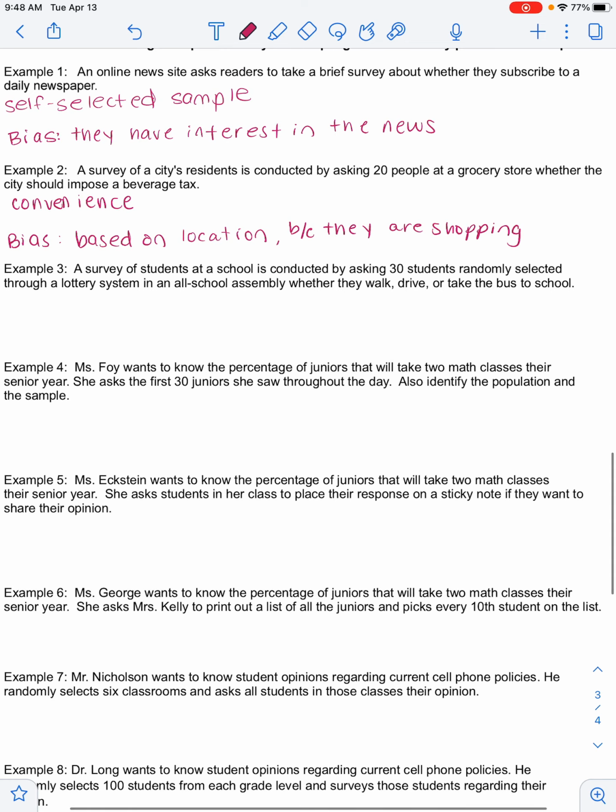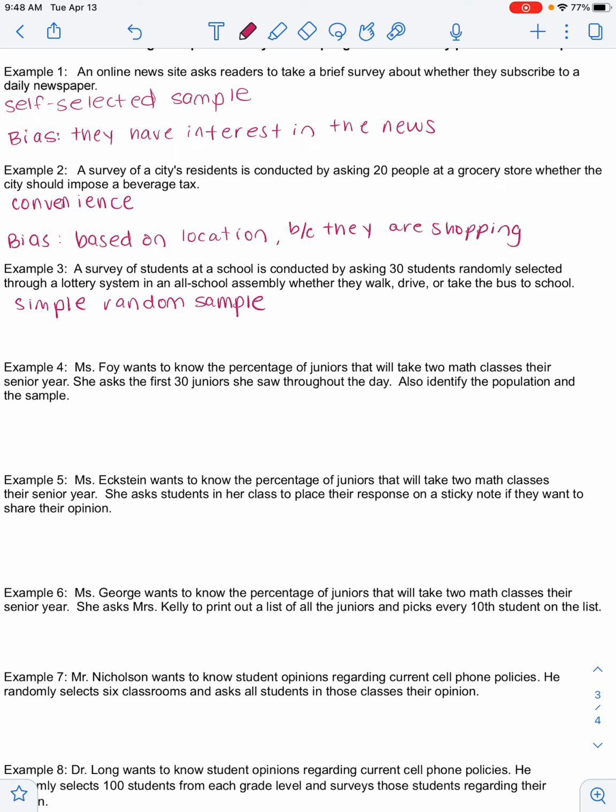In example 3 here, it says a survey of students at a school is conducted by asking 30 students randomly selected through a lottery system in an all-school assembly whether they walk, drive, or take the bus to school. In this example, this is an example of a simple random sample. And the reason is because they purposefully chose 30 students at random using a lottery system. So they put a lot of effort into making sure that it was a random survey.